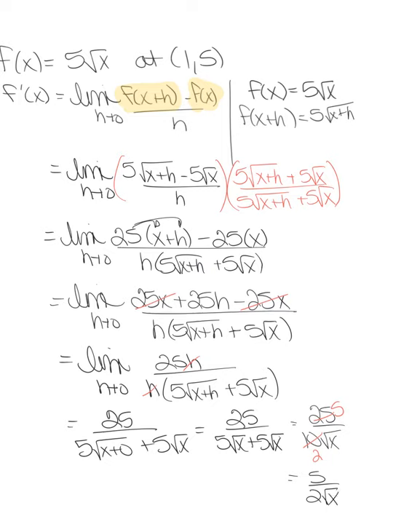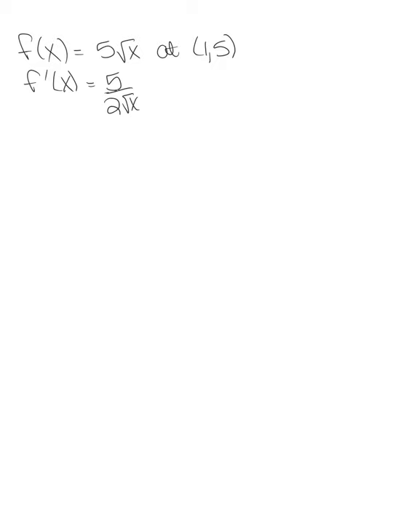Now, let's see what that does in terms of what we were doing here. What we had was our function f of x was equal to 5 square root of x, and we wanted to write the equation of the tangent line at the ordered pair 1 comma 5. Well, we find using the limit definition that the derivative is 5 divided by 2 square root of x. And remember, what this represents is a general slope.